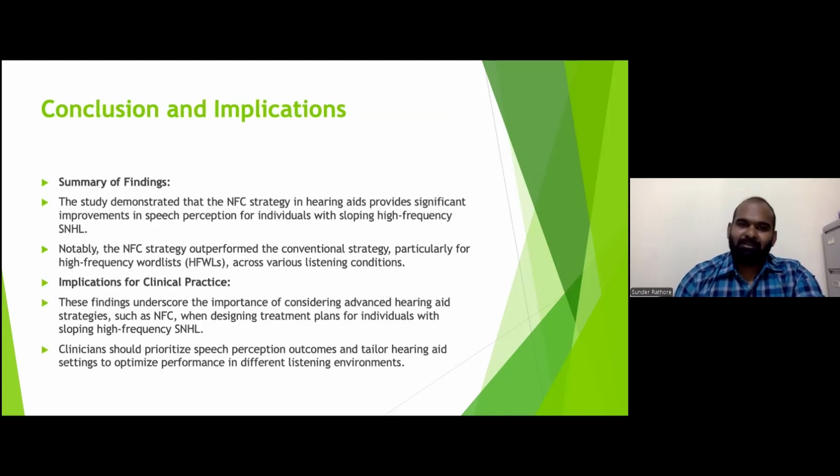So if we can conclude this study, if you can summarize the findings, this study basically demonstrated the NFC strategy in hearing aids provides a significant improvement in speech perception for individuals with sloping high frequency SNHL. Notably, the NFC strategy outperformed the conventional strategy, particularly for high frequency word lists, that is HFWLs, across various listening conditions.